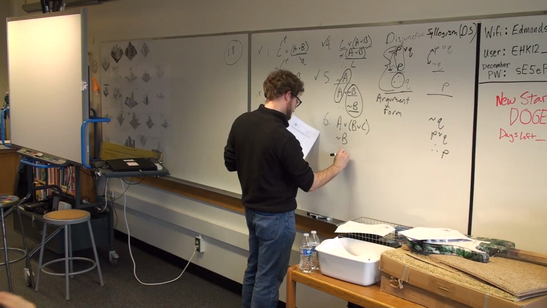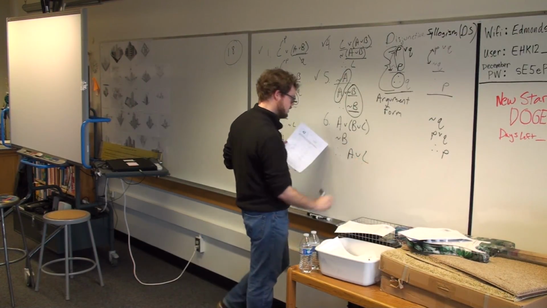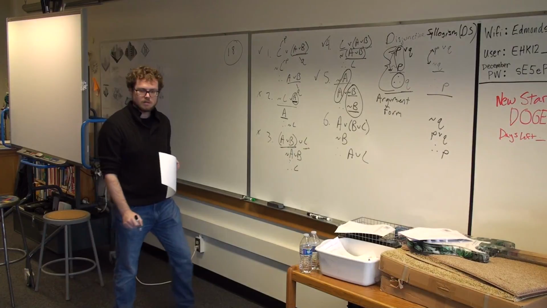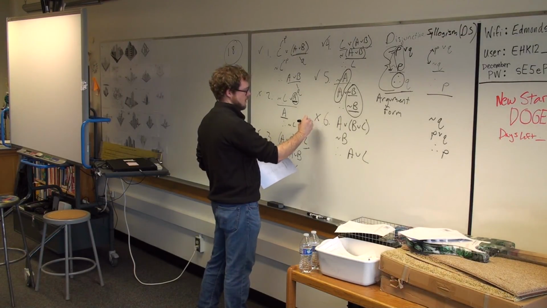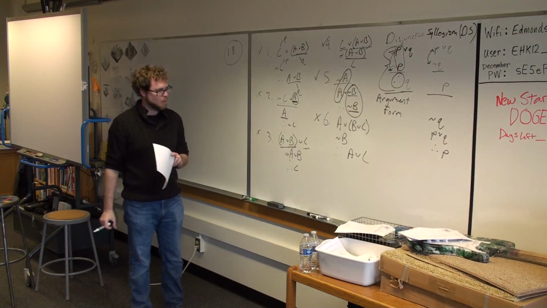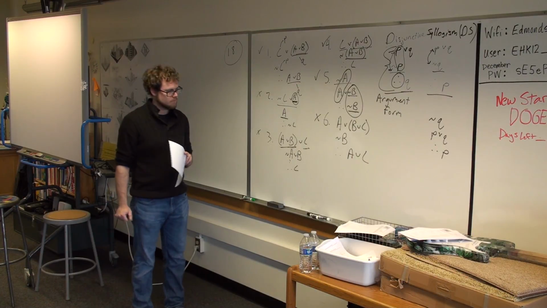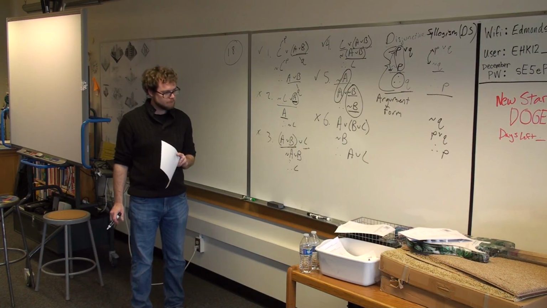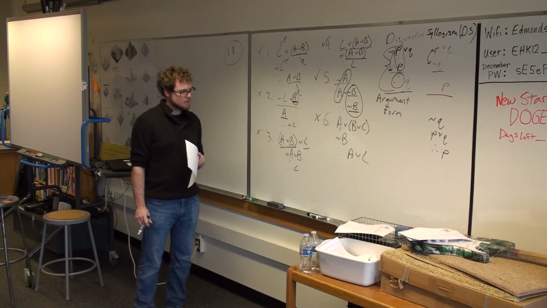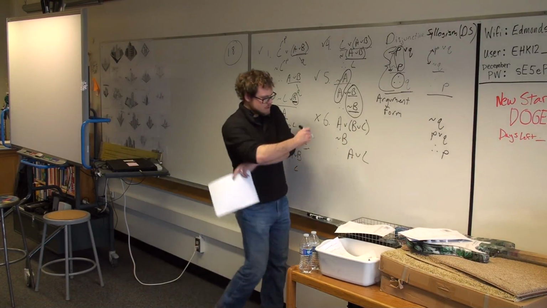Jake, is this an example of disjunctive syllogism or not? It's not. Jake says it's not an example of disjunctive syllogism. Why? Because it's just taking out not B, so it's still A or C. Good. But it's not taking out the entire phrase.